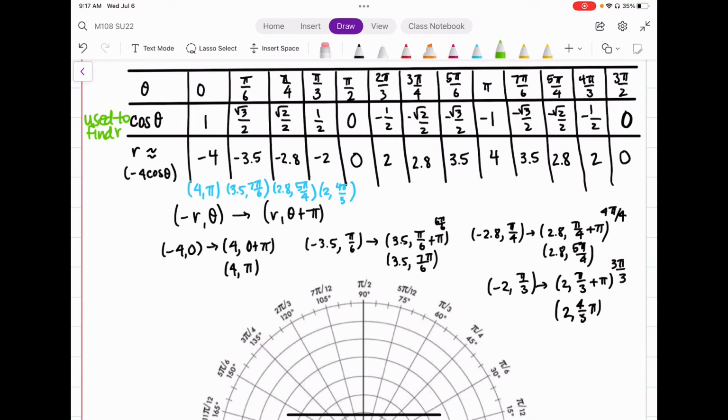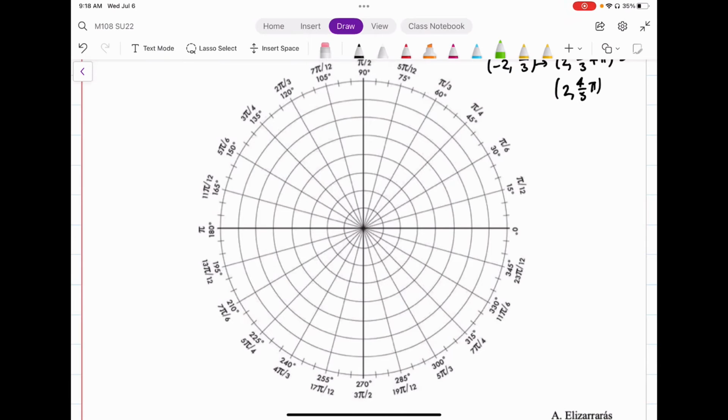It was an intermediate step. So let's go to our polar graph below and start graphing some of these points. The first point that we had was (4, pi). So r had a length of 4 at theta equals pi. So I'm going to count 4 rings on the circle, and at pi I'm going to make a dot right here.